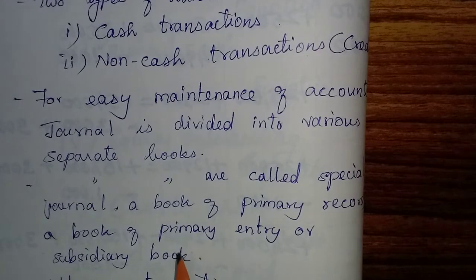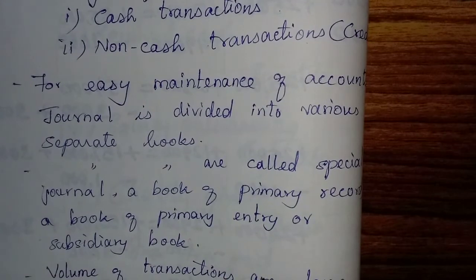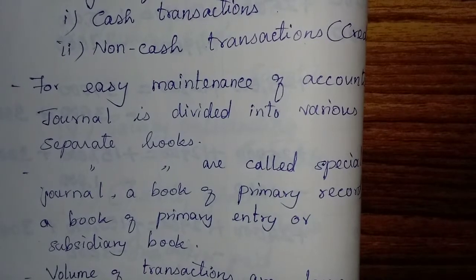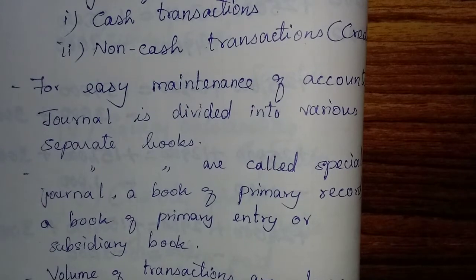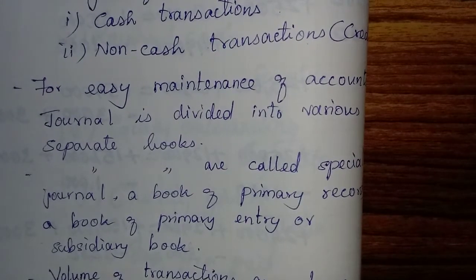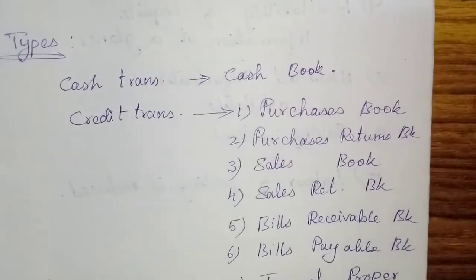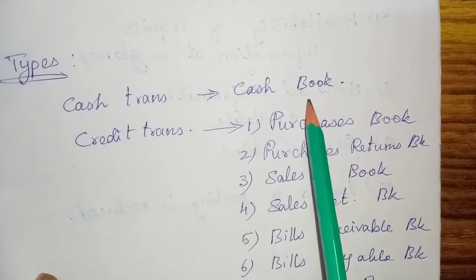For all the credit transactions, credit purchases of goods will be entered in the purchases book. Credit sale of goods will be written in the sales book. The purchases returns, for which we do not receive cash for those goods, will be entered in the purchase returns book, and sales returns, for which we have not paid cash, will be entered in the sales returns book. Now we will see the types of subsidiary books.